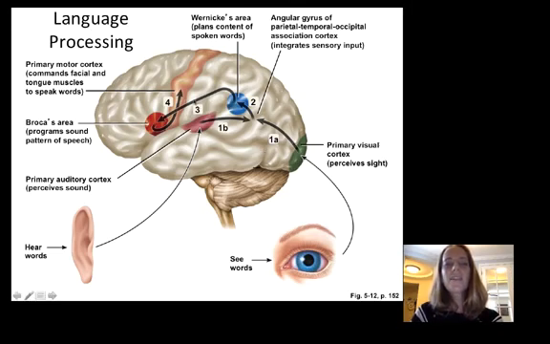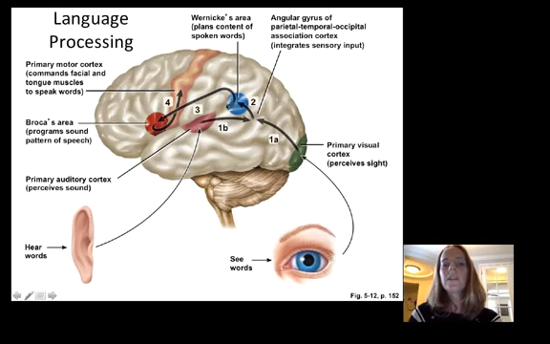So I think the language processing areas are a great example of thinking about something from a circuit view. So here we have primary auditory cortex, which is important for hearing words, and then that will combine with primary visual cortex, which will send vision, so seeing words. Both of those primary areas will send information to Wernicke's for speech processing. So Wernicke's is kind of like an association area, but because we know very tightly what it does, we can give it a special name for speech processing.